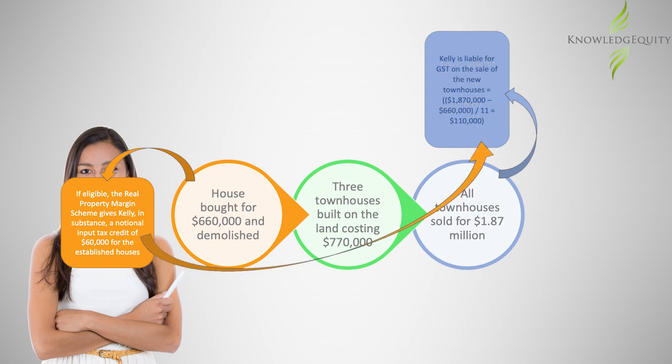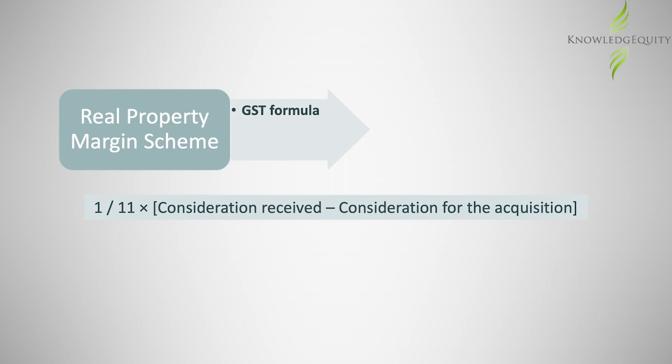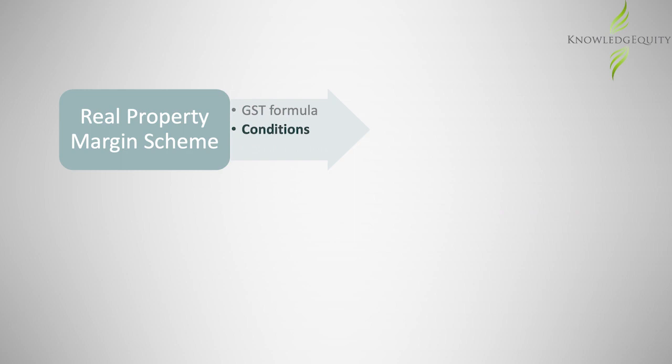If Kelly could use the margin scheme, then the GST payable on the sale of the townhouses would be substantially reduced. She could also still claim input tax credits on costs incurred in building the townhouses. The margin scheme operates through applying a formula that in effect only applies GST on the profit margin made on the property. To use the margin scheme, certain conditions have to be fulfilled.